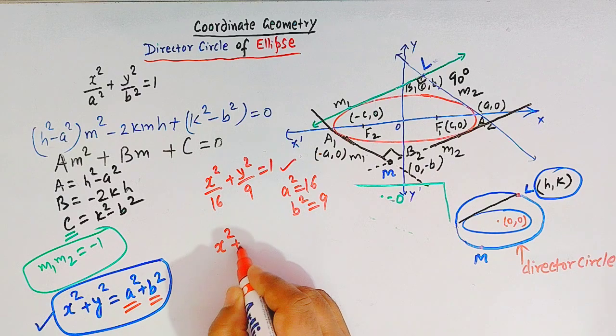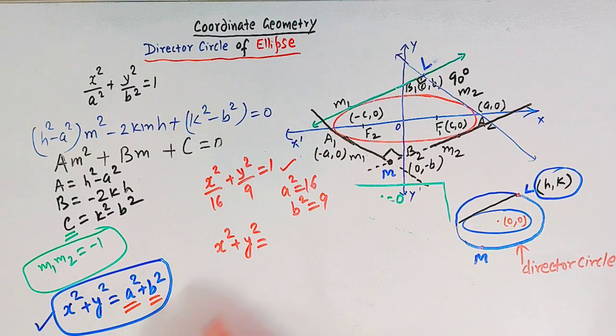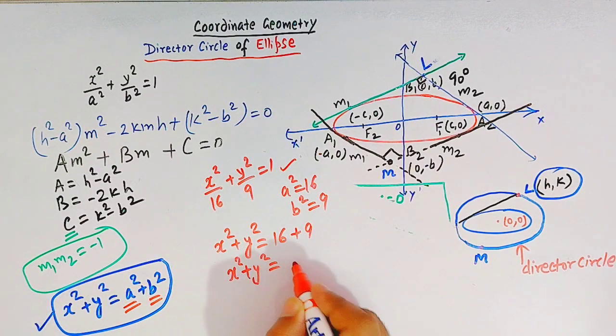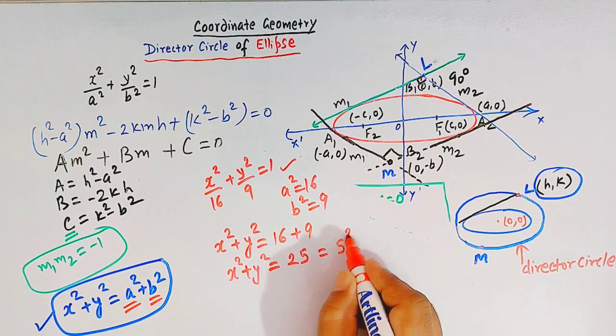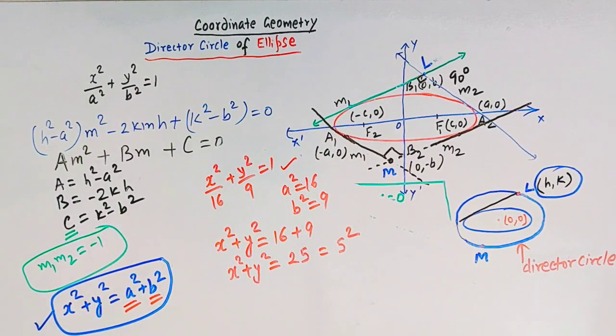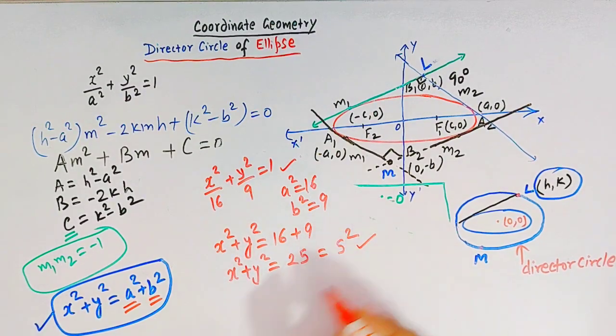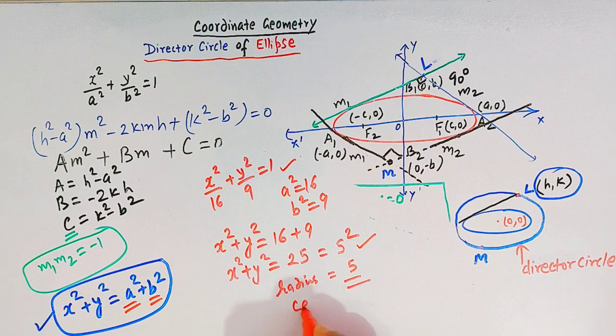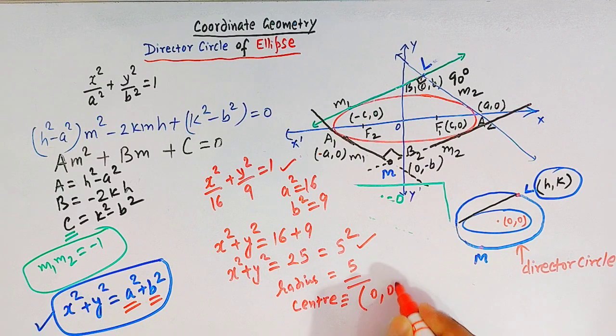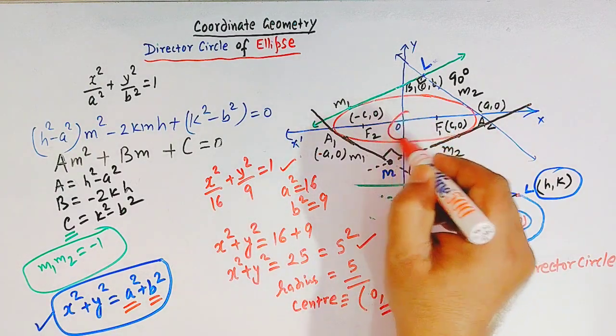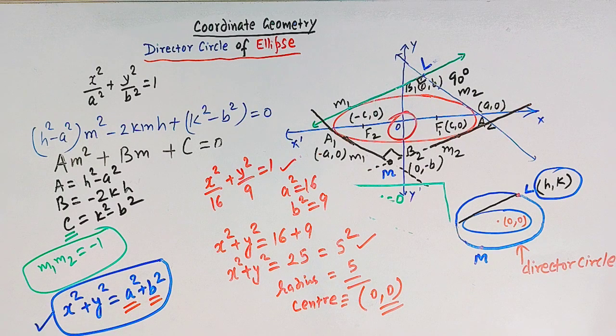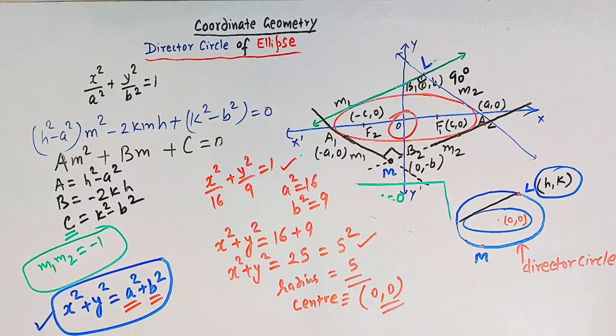So the director circle is given by x square plus y square is equal to 16 plus 9, that is x square plus y square is equal to 25. This is 5 square. So from this equation we see that the radius of the director circle is 5. And the center of the director circle lies at 0 comma 0, which is also the center of the ellipse. So this is how we can discuss this concept.